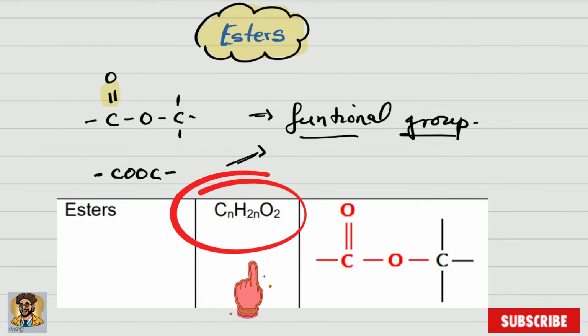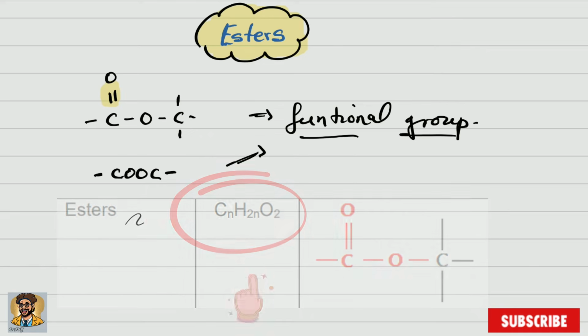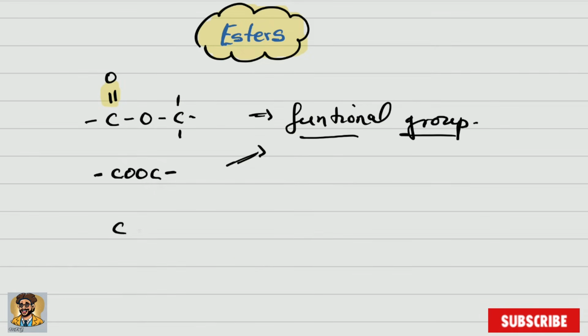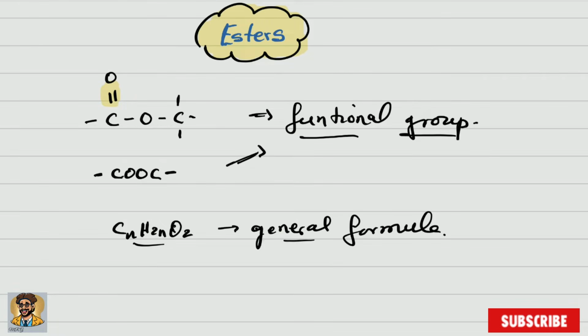The general formula of the esters is CnH2nO2. And these are the basis of naming esters. You need to know the functional group in either or in both condensed formula as well as structural formula, because you need to be able to identify that this organic compound is an ester and so on.